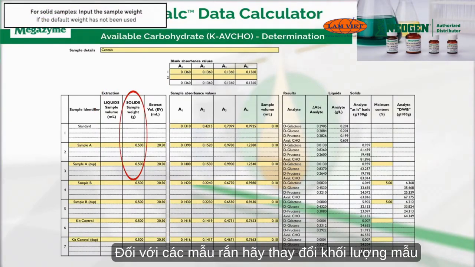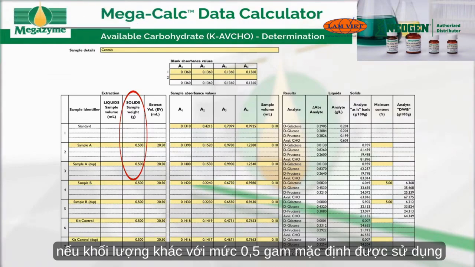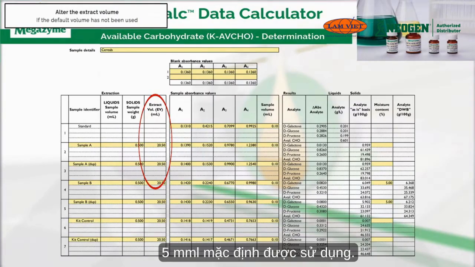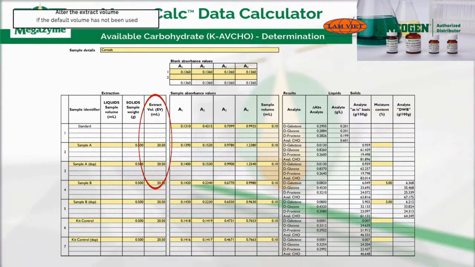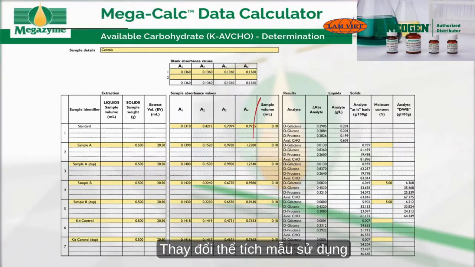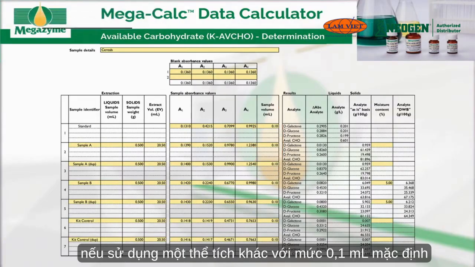For solid samples, alter the sample weight, if a weight other than the default 0.5 grams has been used. Alter the extract volume if a volume other than the default 20.5 milliliters has been used. For each sample, input the absorbance values recorded. Alter the sample volume if a volume other than the default 0.1 milliliters is used.